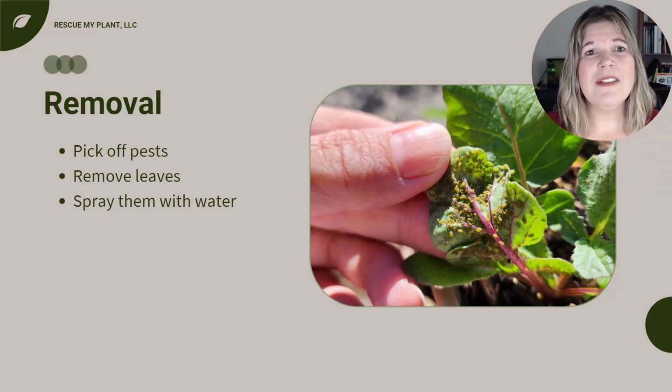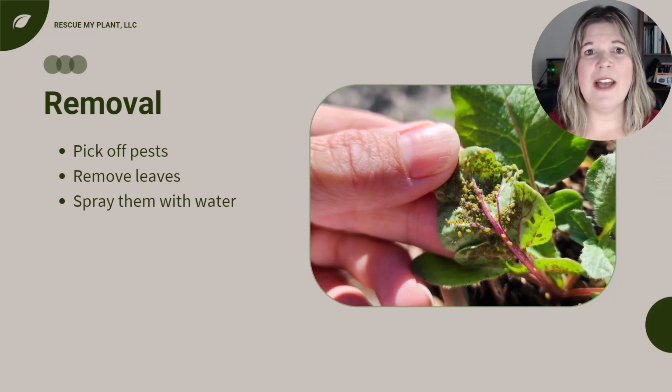One of the simplest control strategies is to remove the pests by hand. You can remove the pests early to prevent them from being a significant problem. Many are slow-moving or can be washed or picked off.